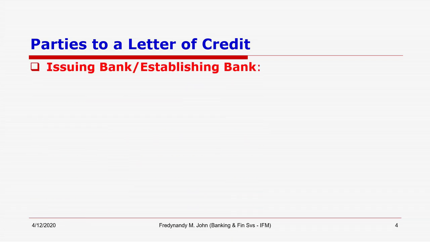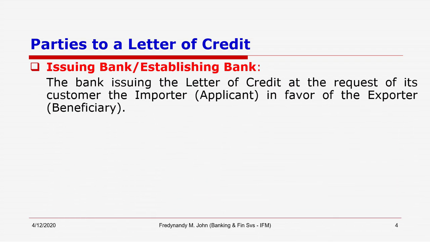Now, ladies and gentlemen, let's discuss the parties to a letter of credit. The first party is known as the issuing bank or establishing bank. The issuing bank or establishing bank refers to the bank to which the importer will go and apply for a letter of credit in favor of the exporter or the seller. So this is the bank that will later on make payments to the exporter should he concur with the terms under the credit.